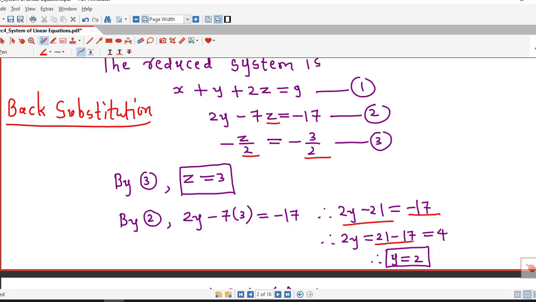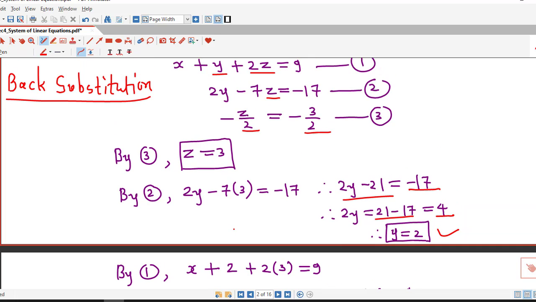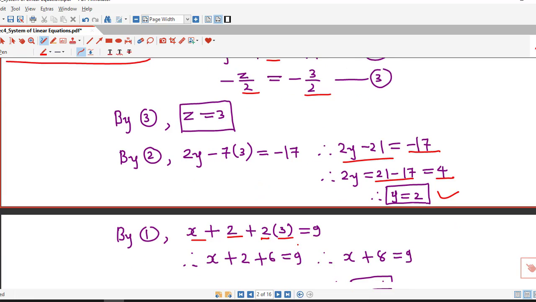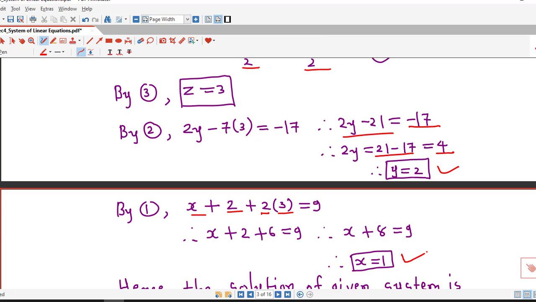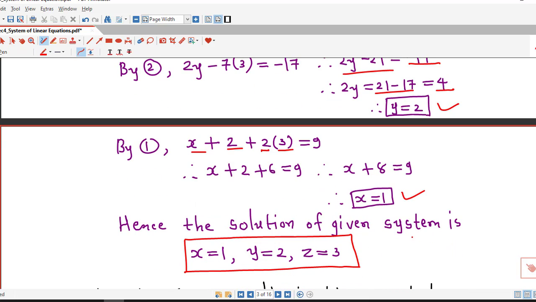Therefore 2y is 21 minus 17, which is 4. Therefore y is 2. And then we put values of y and z in equation 1. So equation 1 is x plus y, y is 2, plus 2z, 2 into the value of z, which is 3, equal to 9. After solving this, we obtain x equal to 1. So this is the solution of the given system: x equal to 1, y equal to 2, z equal to 3, and the solution is unique.